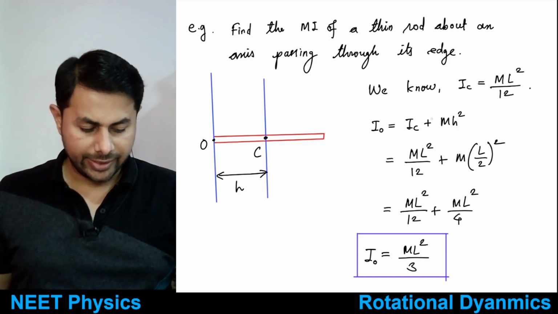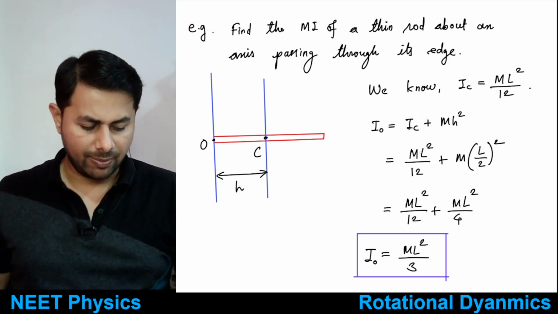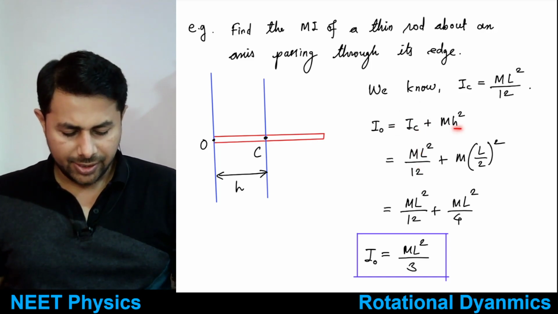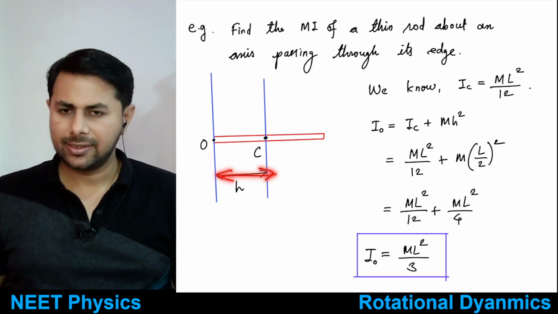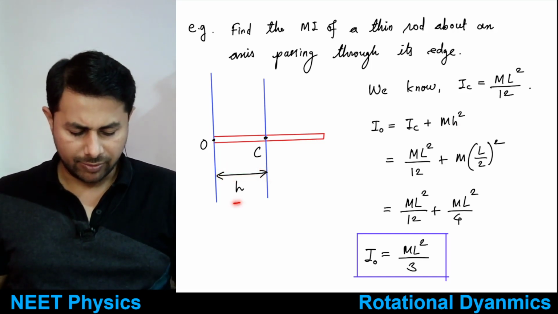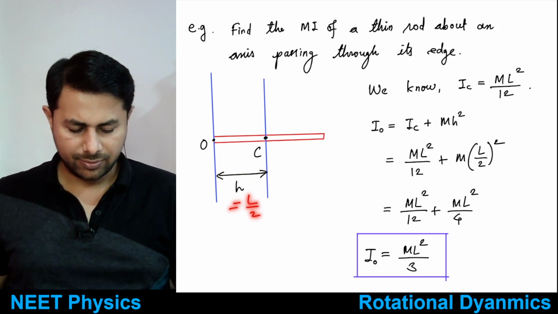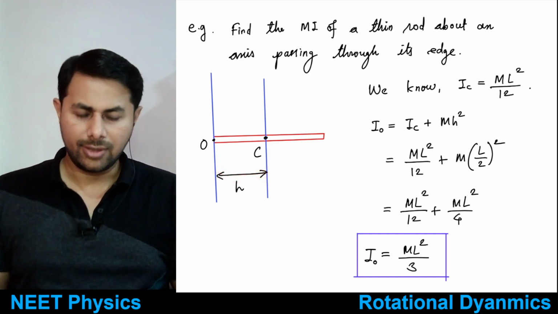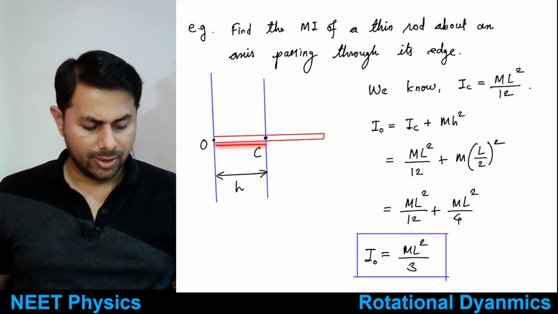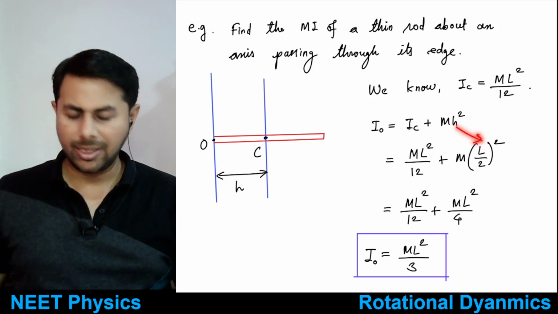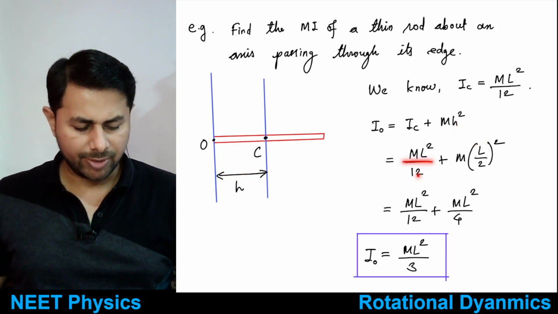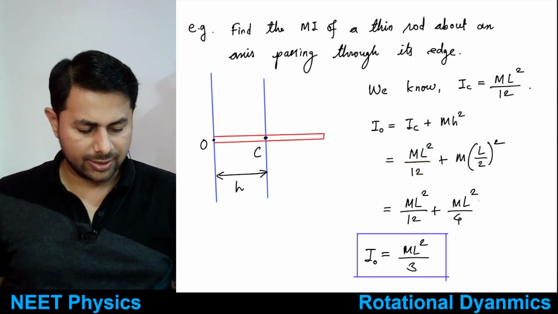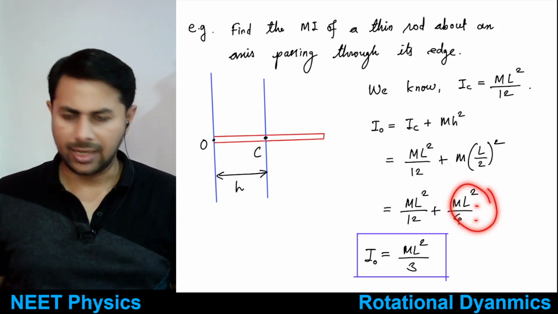What is IC? IC is ml square divided by 12. Then what is H? H is the distance between these two axes. So it is just equal to L by 2, right? This distance is just equal to L by 2, half of the length of this rod. So put H is equal to L by 2. Then you have ml square divided by 12 plus m into L by 2 square. L by 2 square is L square by 4, right?